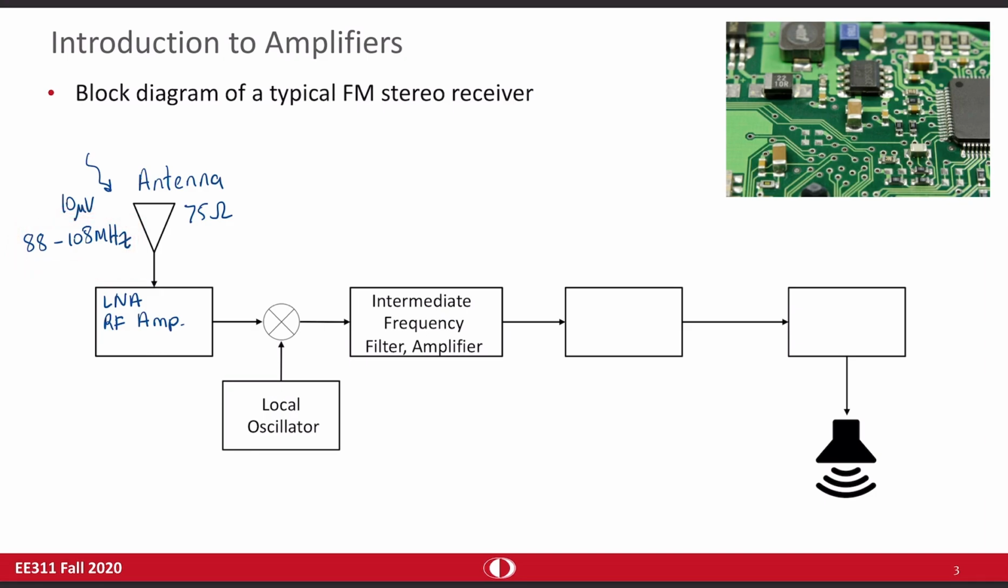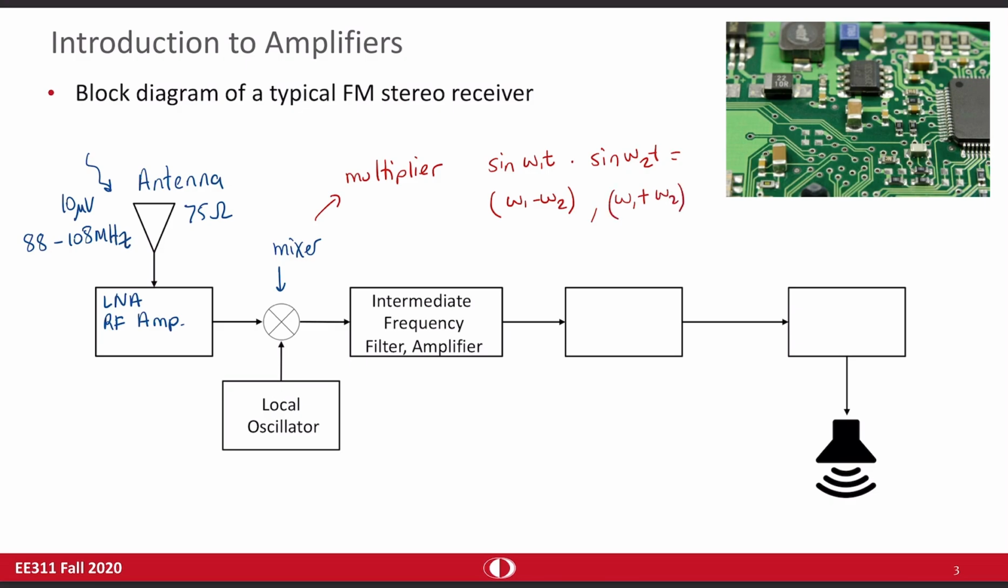For that purpose, what they use is a mixer. A mixer is basically a multiplier. So this mixer is multiplying. Think about multiplying two sine waves. Let's say the end product will be two signals: one at omega 1 minus omega 2, and the other at omega 1 plus omega 2.